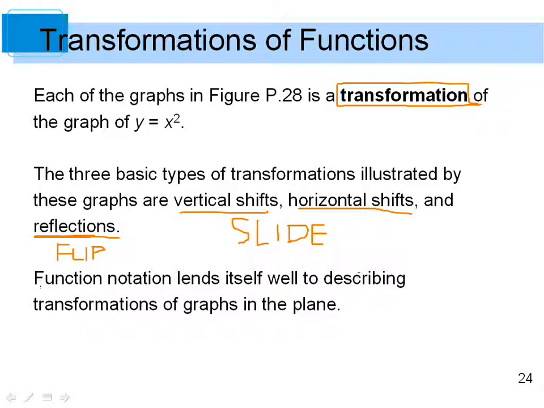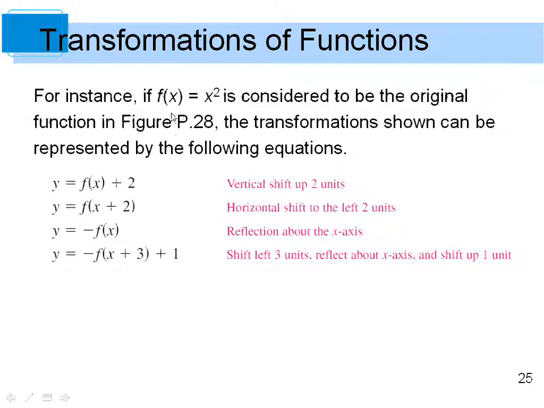Function notation lends itself well to describing transformations of graphs on the plane. Here are some different categories again. When I take the function and add or subtract a number, that results in a vertical shift, up and down. For f of x plus 2, I add 2 inside the quantity, and that has the effect of shifting it to the left, beginning it earlier. If I change this to minus 2, that would shift it to the right. When I make it the opposite of the function, that's a reflection. So instead of opening up, it's going to open down. It's going to reflect.